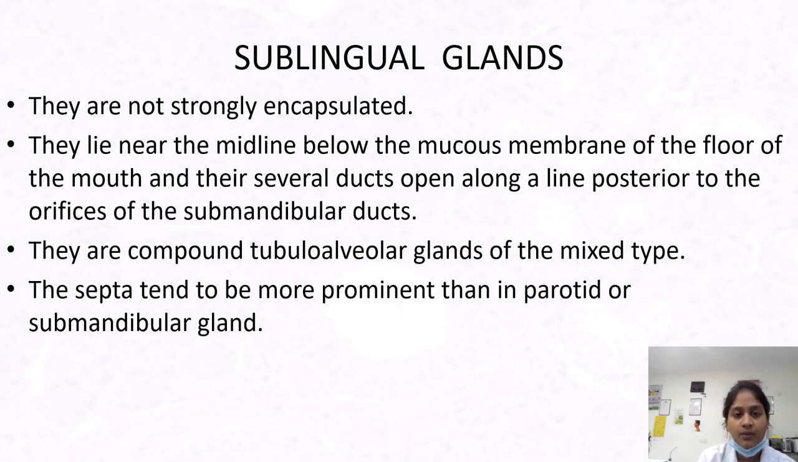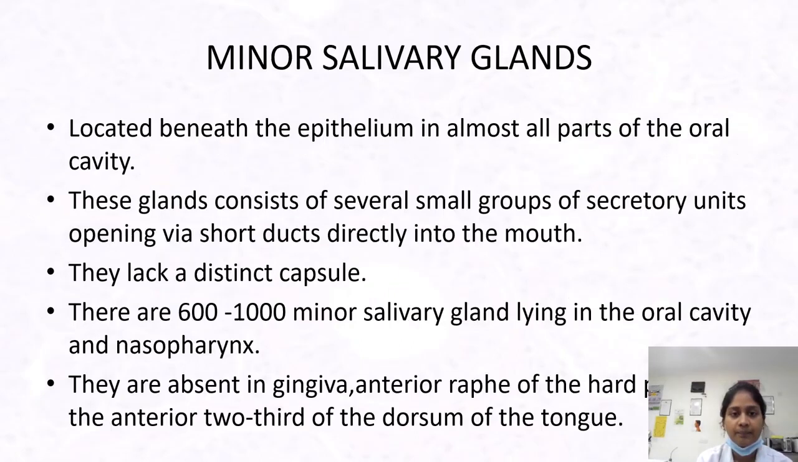Sublingual glands. They are not strongly encapsulated. They lie near the midline below the mucous membrane of the floor of the mouth and the several ducts open along a line posterior to the orifice of the submandibular duct. They are usually compound tubular glands of the mixed type. The septa tend to be more prominent than in the parotid or submandibular gland.